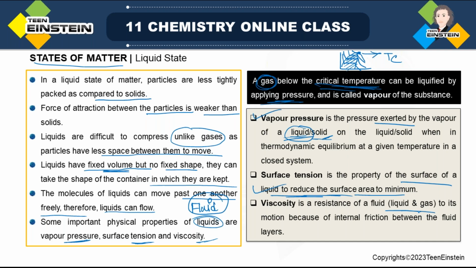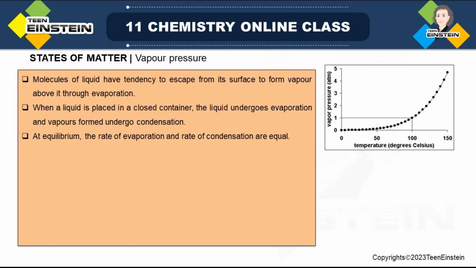But in general, as a definition, you can say it is the resistance of a fluid, liquid or gas, to its motion. And the resistance is generated because of internal friction between the layers of fluid. So one by one we will see in detail all these three features. So first we have vapor pressure.